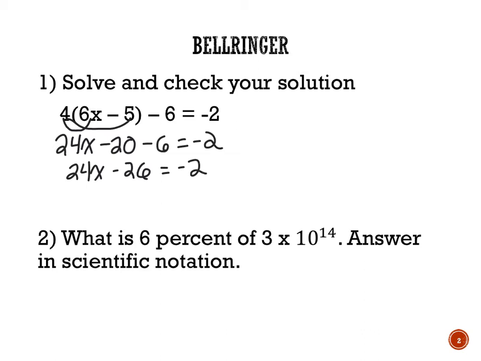The first number I want to get rid of is the number that is not attached to the variable, which would be negative 26. So the opposite of subtracting is addition. So I'm going to add 26 to both sides. Negative 26 plus 26 gives me 0. Negative 2 plus 26 gives me 24. Equals 24x.